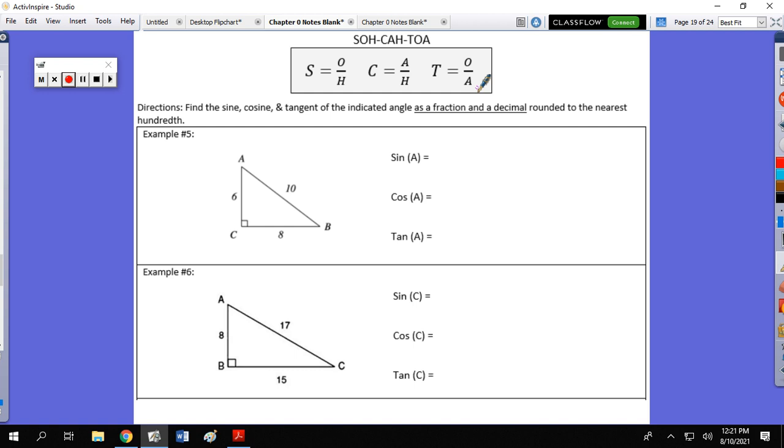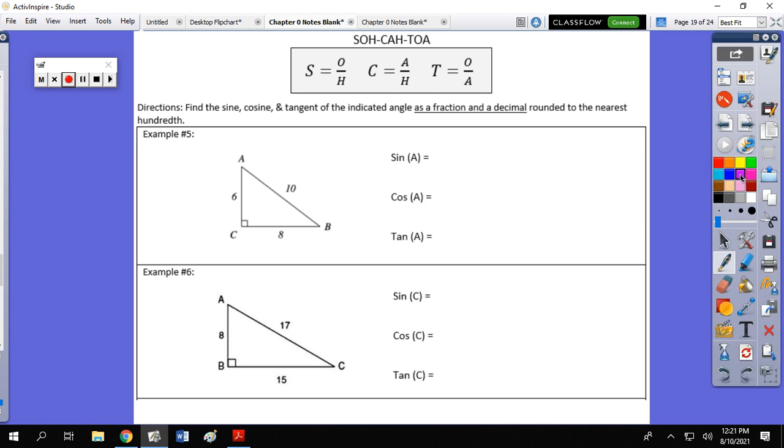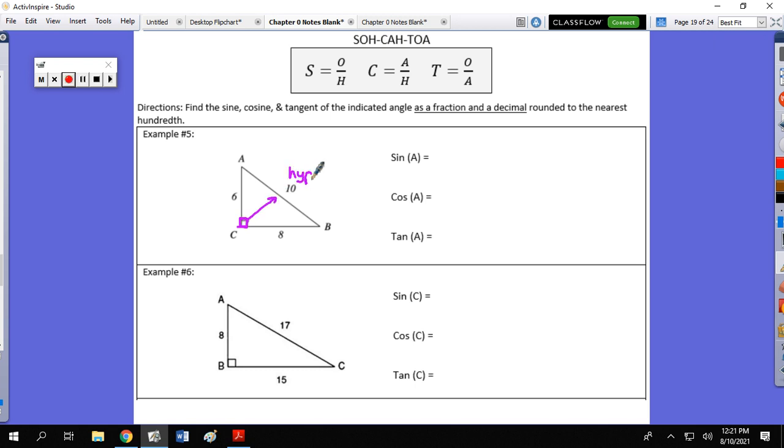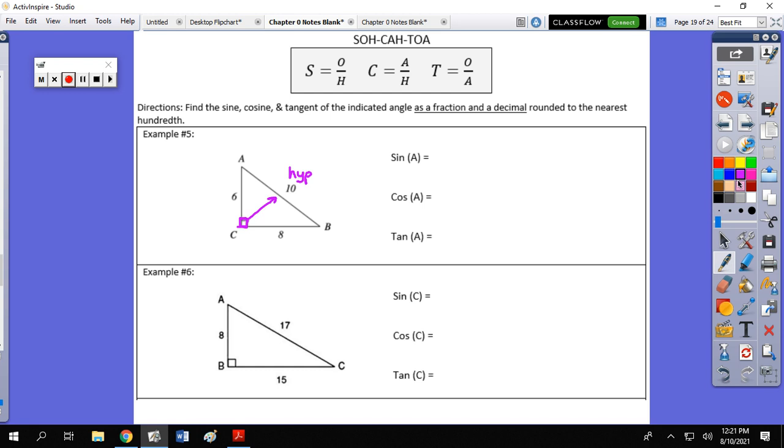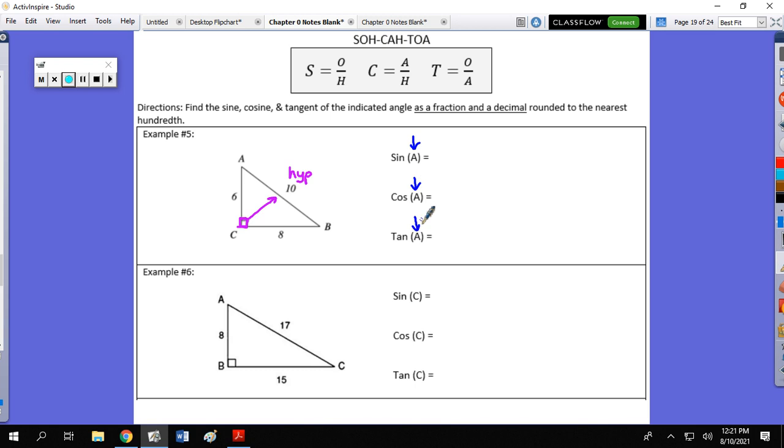So the next thing we need to be able to do is take a picture and write out sine, cosine, and tangent as both a fraction and as a decimal, and we need to round accurately to the nearest hundredth for that decimal. So if you have your calculators handy, we are going to go into the picture. We start by locating the hypotenuse. We locate the right angle, we go across the triangle, 10 is your hypotenuse. Then we mark the angle that we're working with, which is right here. All three of these are asking you to find the sine, cosine, or tangent of angle A.